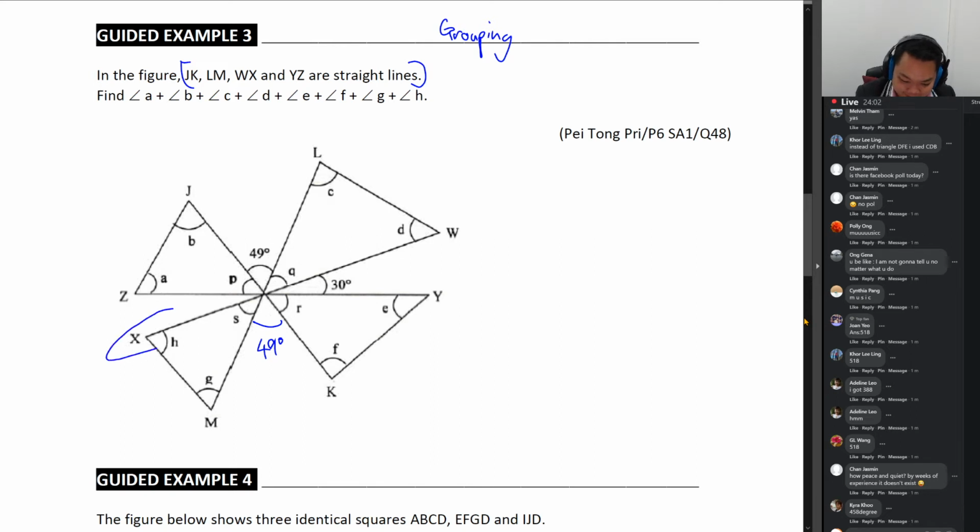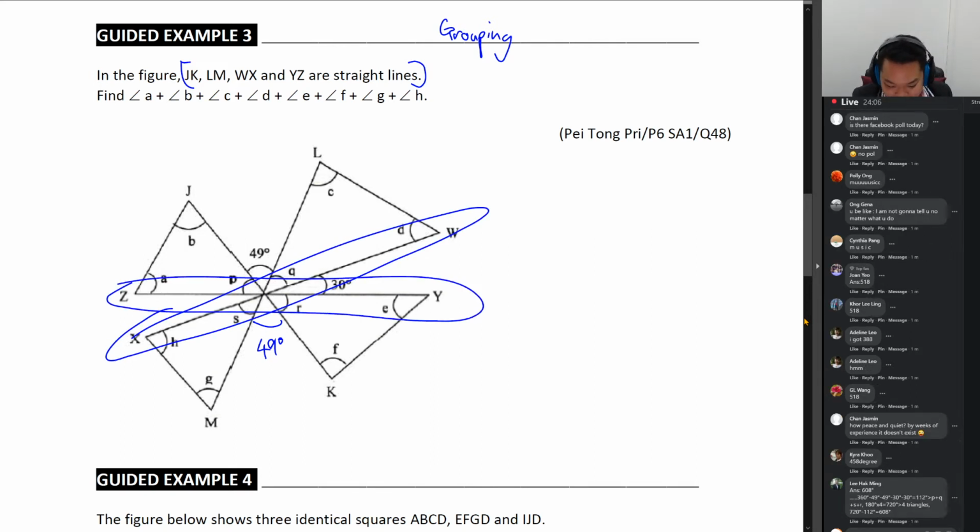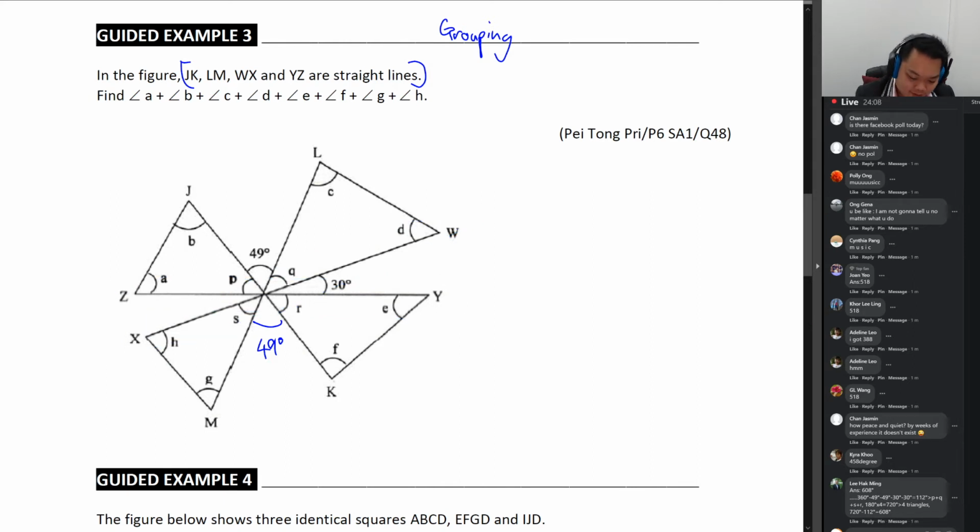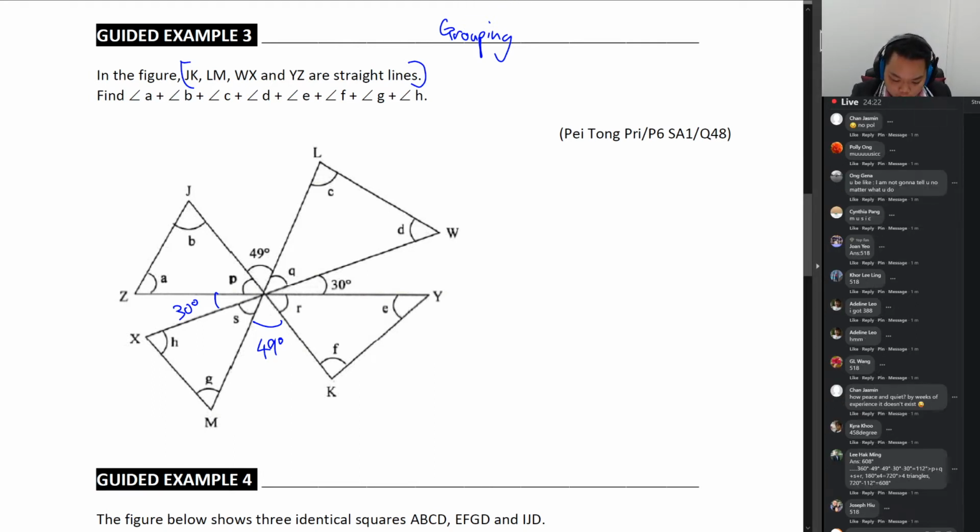So W and X, Y and Z add up to 30 degrees. So once you got this already, what else can we say? We can say that all these angles about this point over here add up to 360 degrees.